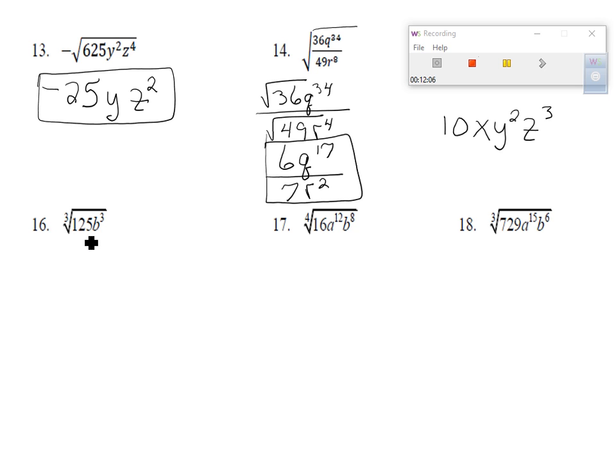The cube root of 125 is 5. B to the 3 divided by 3 is 1. So we're done. Number 17, there's a 4 out there, so be careful. The fourth root of 16 is not 4, it is 2. A to the 12 divided by 4 is 3. B to the second.